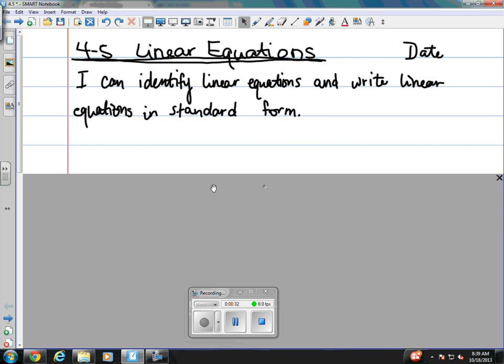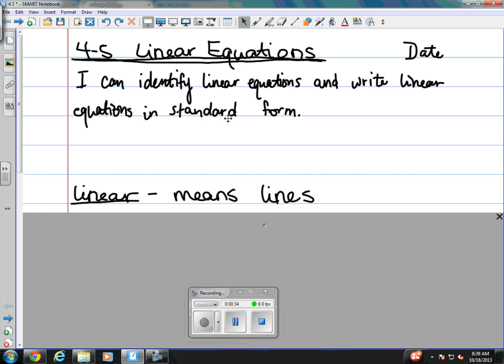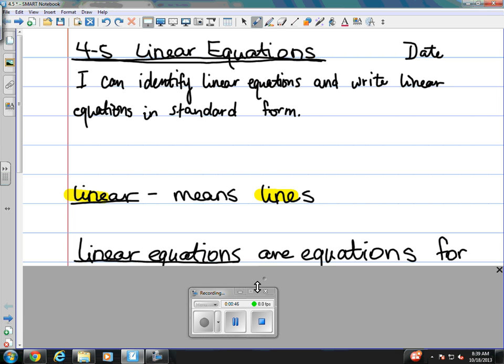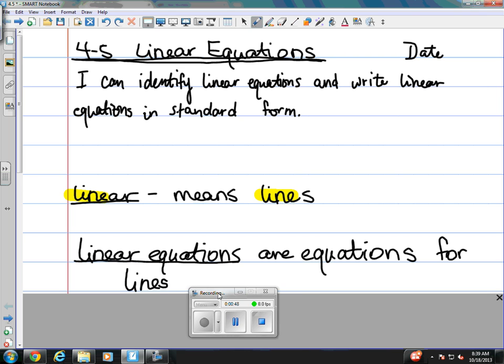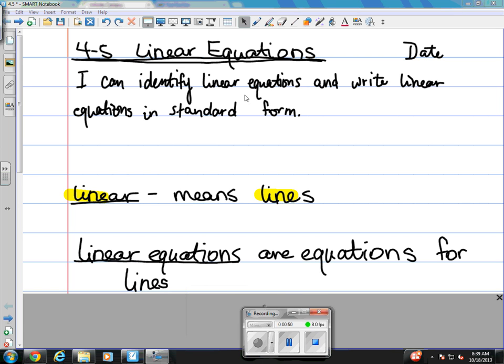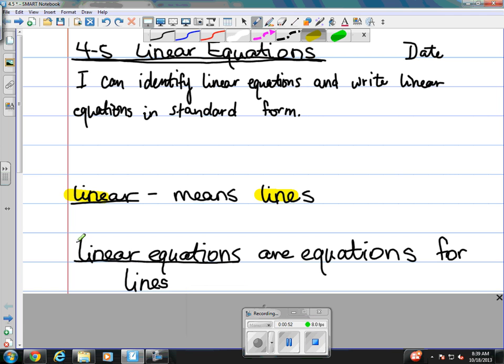And the big word for it is called linear. And linear means lines. And if you look, the very first four letters of linear is line. So linear means line. So linear equations are equations for lines.